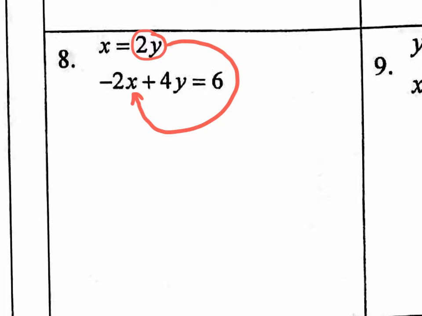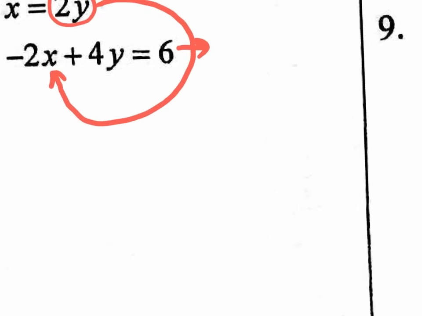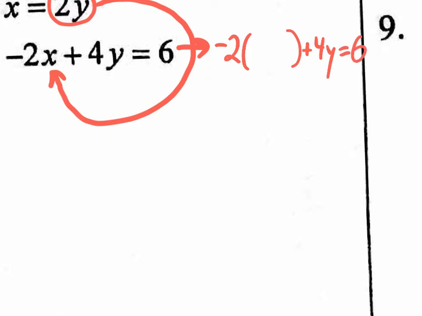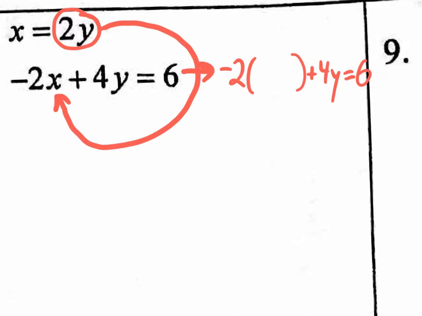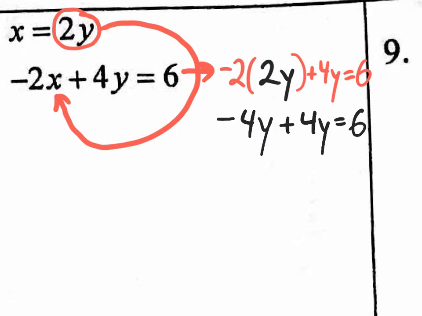Let me rewrite the bottom equation. I'm going to rewrite it negative 2x, but instead of x, I'm going to put parentheses. Negative 2 parentheses plus 4y equals 6. And we said we're plugging in the x value of 2y. So 2y right in there. Now let me do the math. What is negative 2 times positive 2y? That is negative 4y. And then I bring down the plus 4y and the equals and the 6.